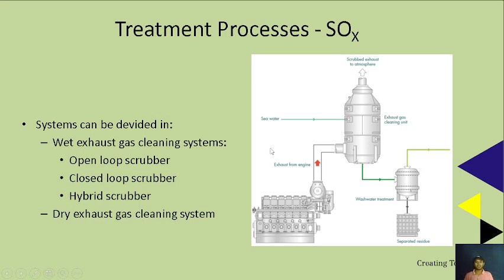Okay, treatment processes of SOx. So systems can be divided into the wet exhaust gas cleaning system and the dry exhaust gas cleaning system. The wet exhaust gas cleaning systems have three types: the open loop scrubber, closed loop scrubber, and the hybrid scrubber.